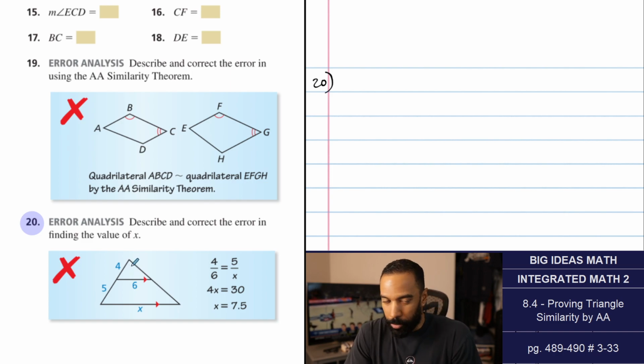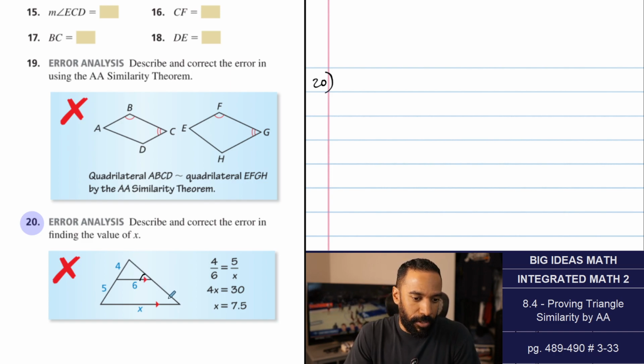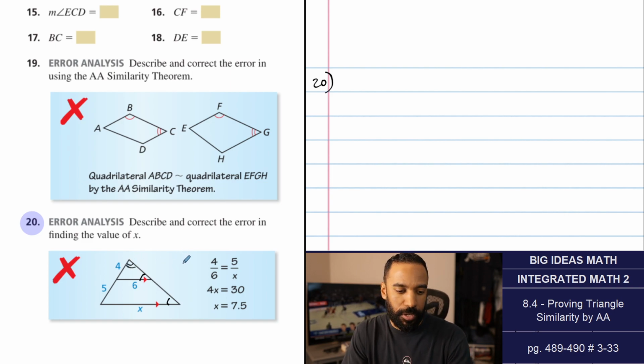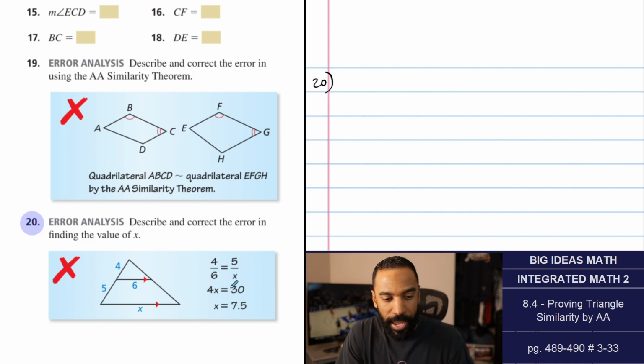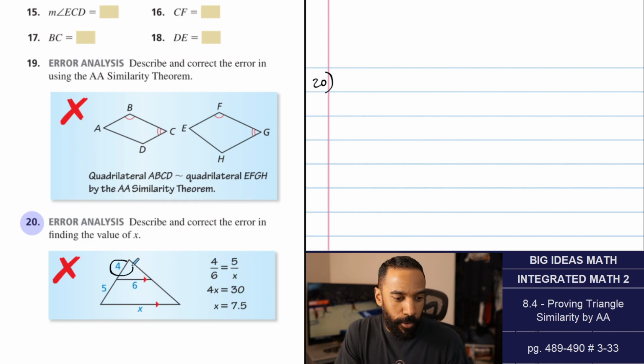You do have two similar triangles, with corresponding angles here with parallel lines and the reflexive property and things like that, right? The triangles are similar, so corresponding side lengths will be proportional. So let's set up a proportion to solve for x. They do 4 over 6 equals 5 over x.